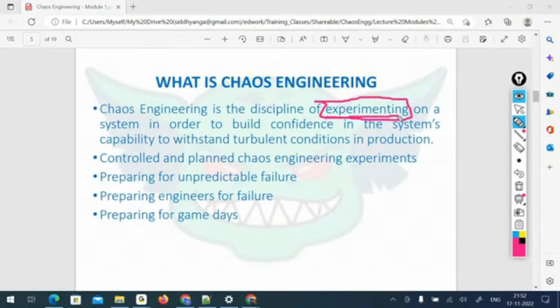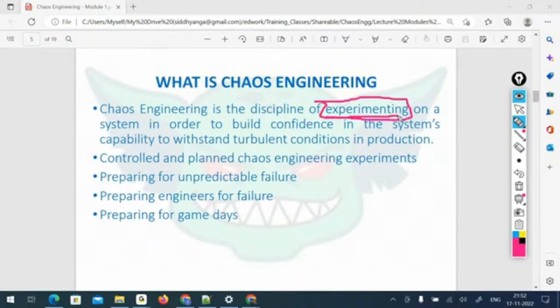As an engineer we need to think, okay, these are the failures which might occur, and we need to create the experiments around that. Then, preparing engineers for failure. Again, chaos engineering helps us to prepare our team for this failure. For example, let's say I have a payment microservice, or an order microservice. The payment microservice team will be different from the order microservice team. So let's say I perform an experiment on the payment microservice. What will happen if my payment microservice fails?